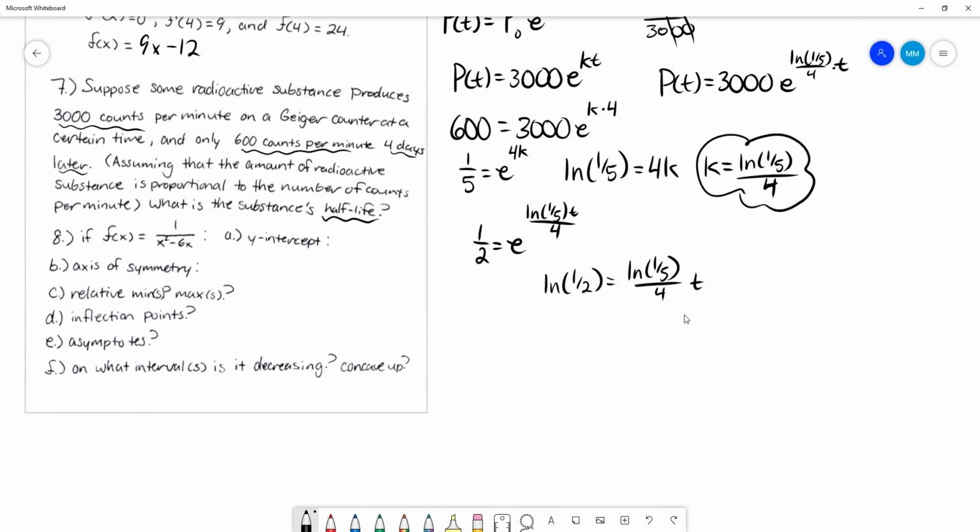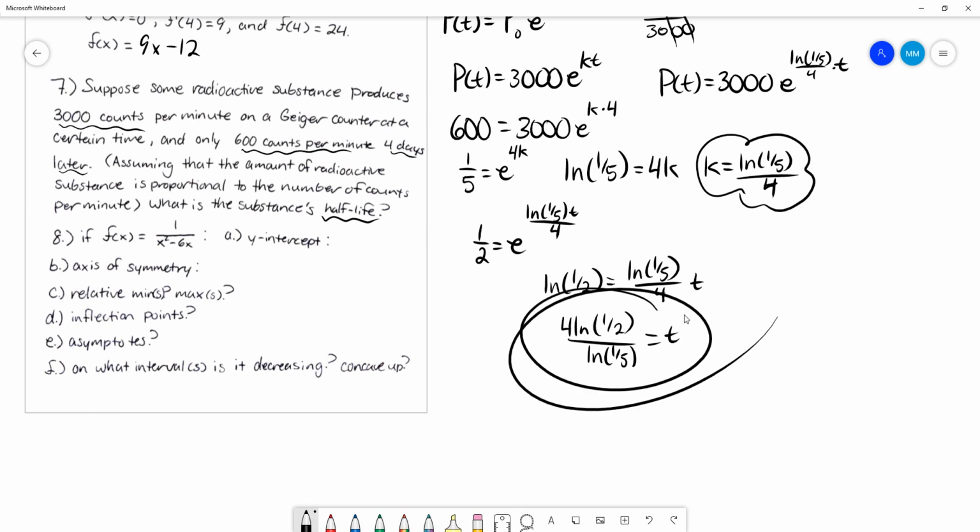And I don't believe that we need to simplify for this one, but feel free to plug it into a calculator once you're done, because I think actually you do have to plug in a numeric answer onto the homework. But of course I'm going to divide this off. So it's going to be 4 natural log of 1/2 divided by natural log of 1/5 equals t. So this is that substance's half-life.